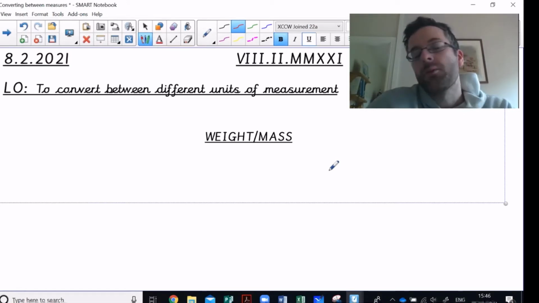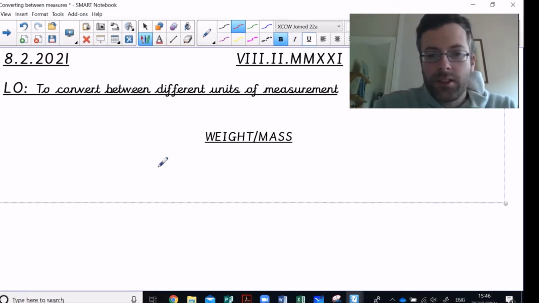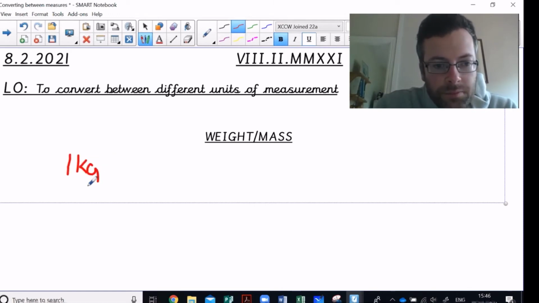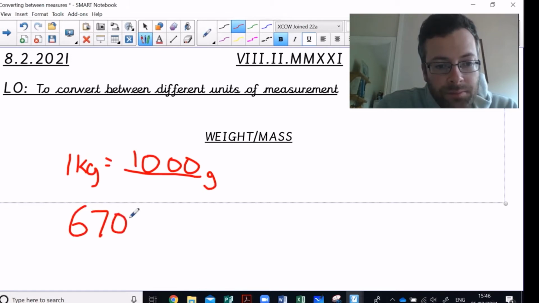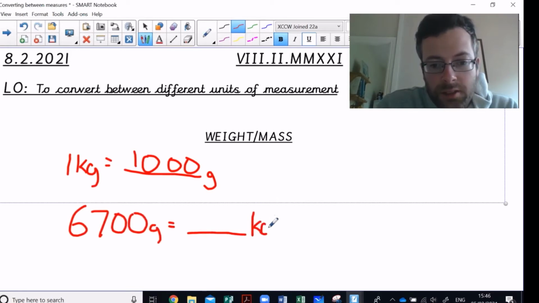Okay, so weight and mass sounds scary, but it's actually easier than length, because all we need to remember is that in 1 kilogram there are 1,000 grams, okay? We've only got that one thing to remember. So if I've got something like 6,700 grams, and I want to do that in kilograms, it's going to be 1,000. Am I multiplying or am I dividing?